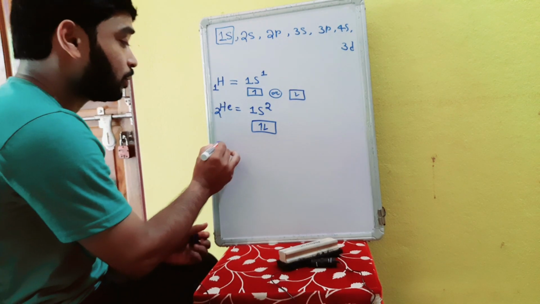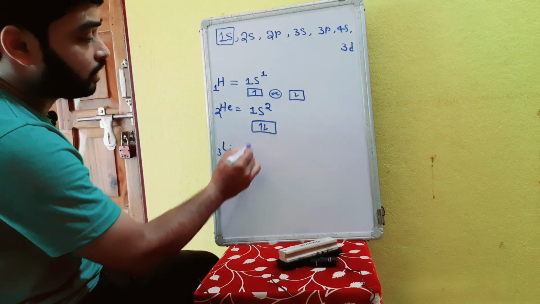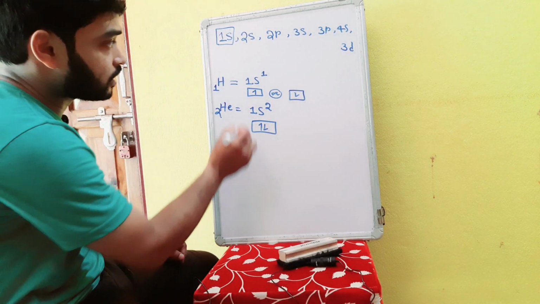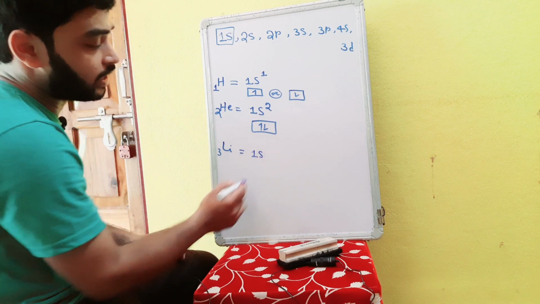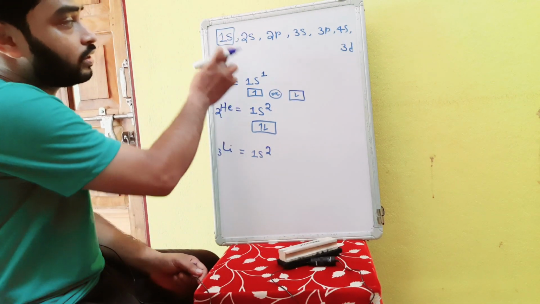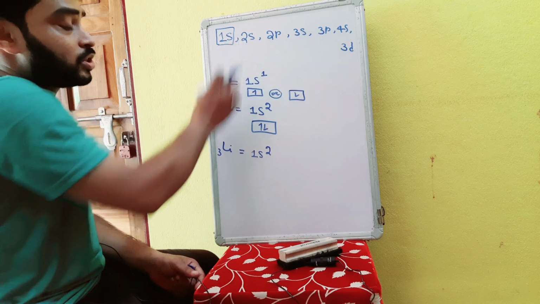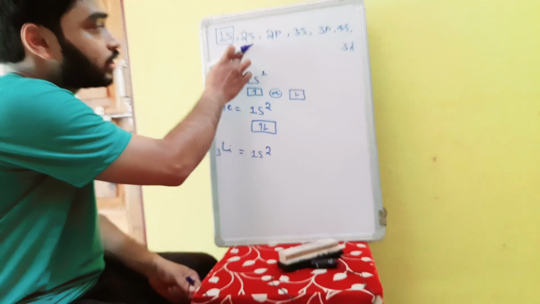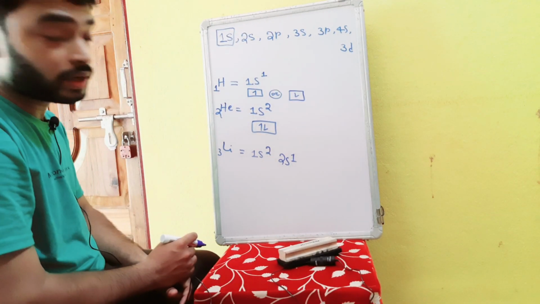Moving forward, for lithium the atomic number is 3, which means 3 electrons are present. The first subshell is 1s, which carries a maximum of 2 electrons, so 2 electrons go to the 1s orbital. After fulfilling 1s, we move to the next orbital, 2s. We have 3 electrons and have placed 2, so the remaining 1 electron goes to the 2s orbital, that means 2s will possess 1 electron.